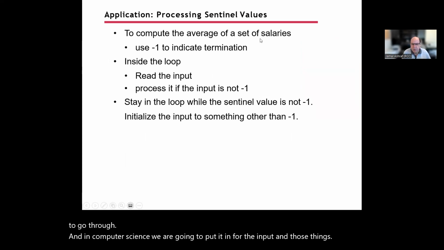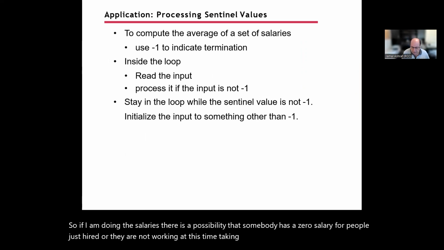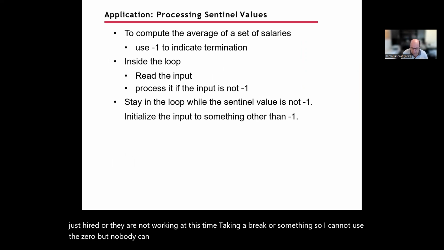So if I am doing salaries, there is a possibility that somebody has a 0 salary because they were just hired or they're not working at this time, taking a break or something. So I cannot use the 0. But nobody can have a negative salary. They cannot work and then owe us money. So we can use a -1 for indicating the termination.